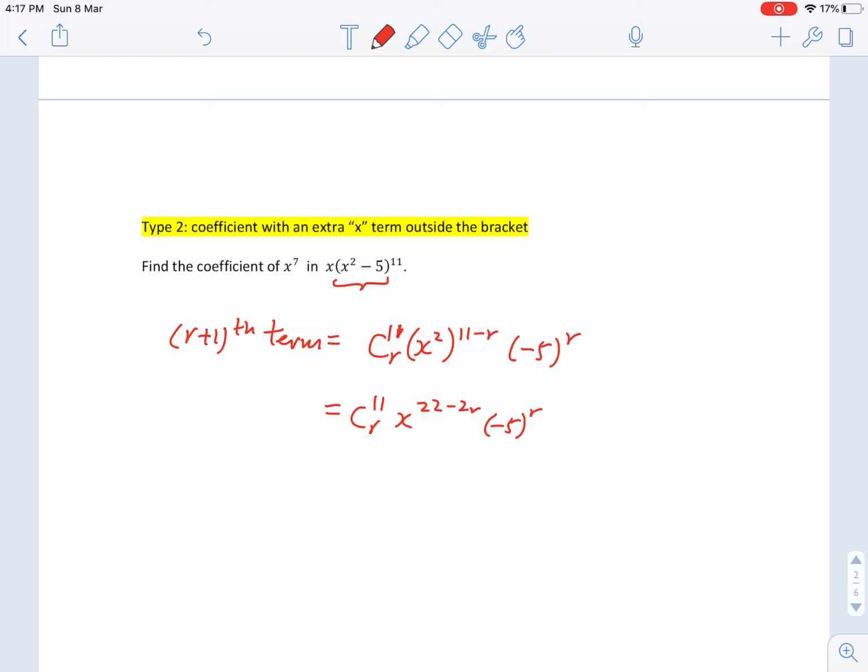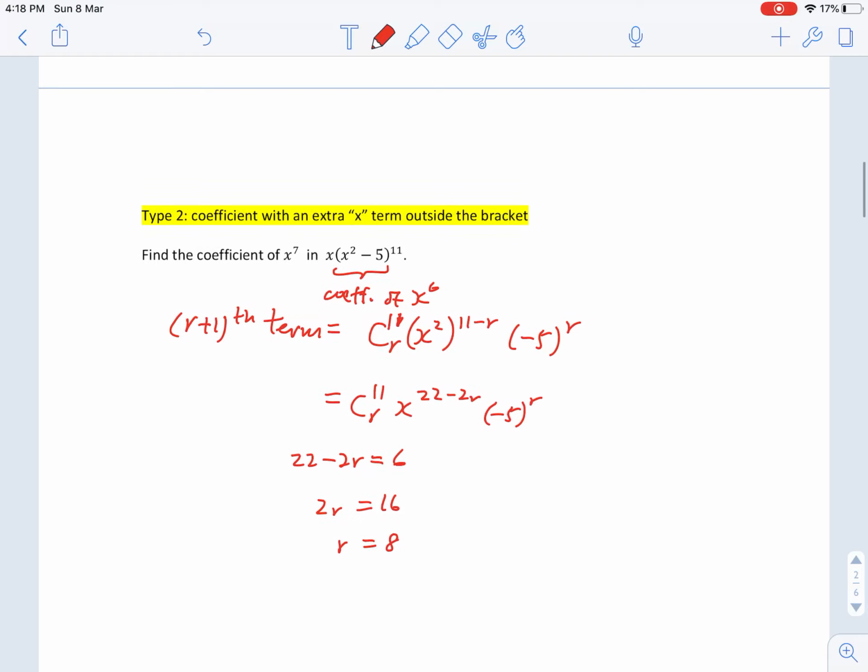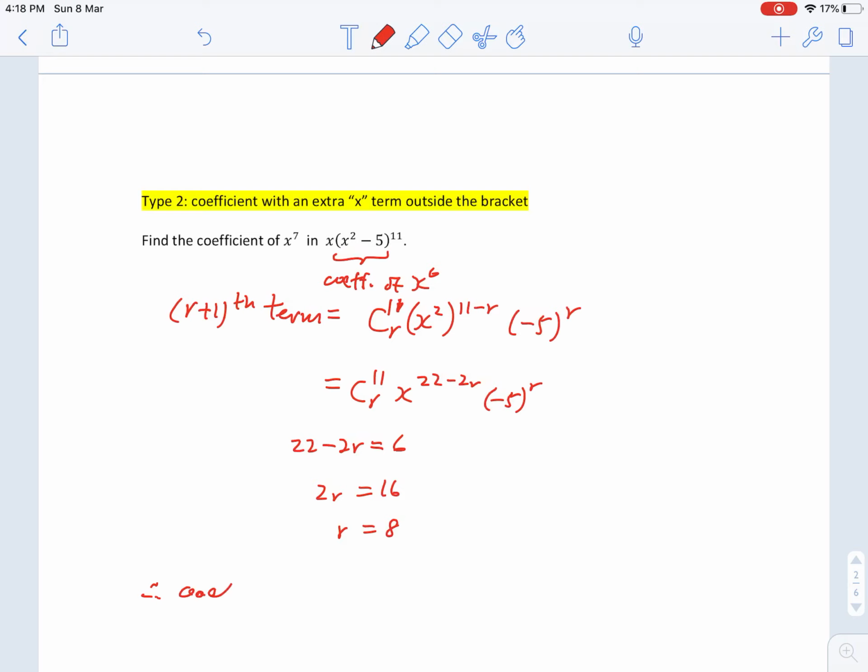So if you want to find the coefficient of x to the power of 7, which means you're going to find the coefficient of x to the power of 6 for this binomial expansion. That means 22 minus 2r must be equal to 6, so 2r equals 16, r equals 8. Therefore, the coefficient of x to the power of 7 would be 11 choose 8, multiplied by negative 5 to the power of 8.